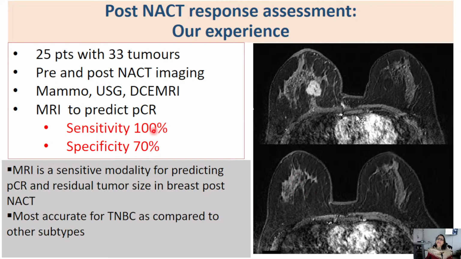So we found that MRI has the capability to predict pathological complete response in these subsets of patients with a sensitivity of around 100%, whereas the specificity was around 70%. And we found that the residual tumor size correlates very well with the histopathological findings, as all of these patients underwent a mastectomy.